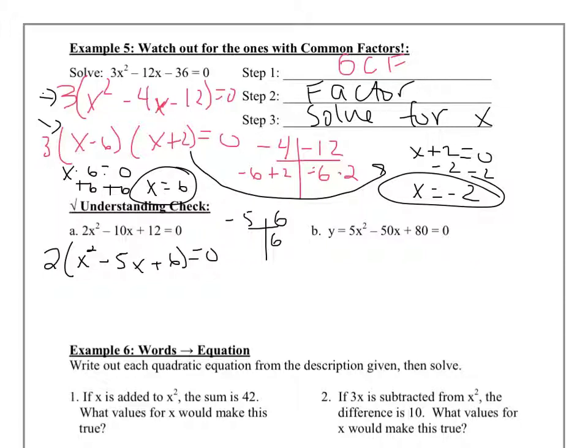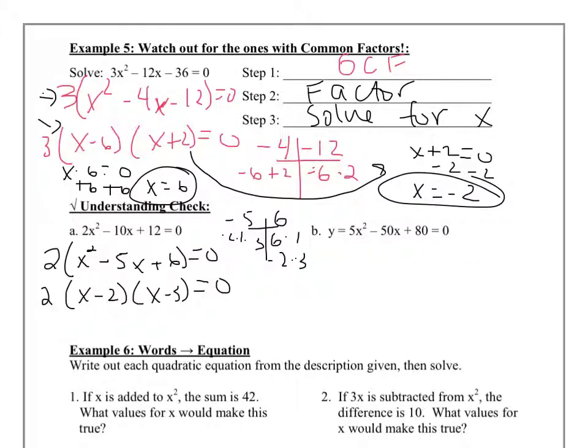Okay, so I could try 6 times 1, but that won't work. What about negative 2 times negative 3? And then I could do negative 2 plus negative 3. Okay, so 2 is on the outside. I have negative 2 and negative 3, so x minus 2, x minus 3 is equal to 0.